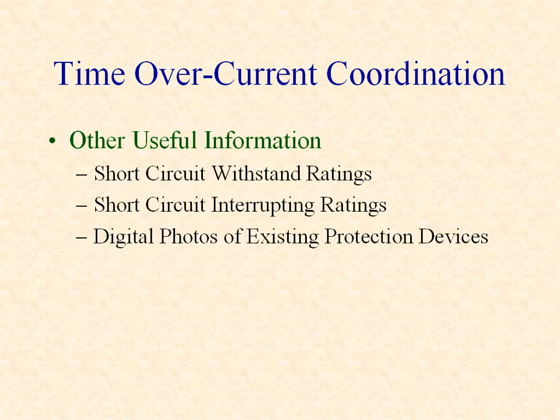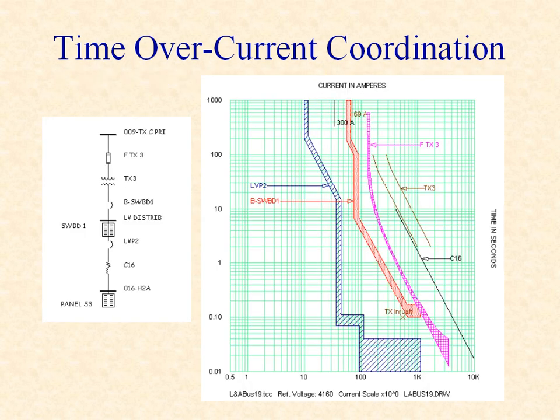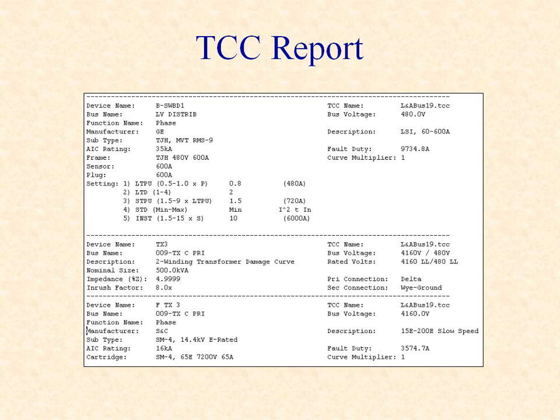Additionally, short-circuit withstand ratings, short-circuit interrupting ratings, and digital photos of existing protective devices are useful in performing overcurrent coordination studies. Overcurrent coordination studies typically consist of a one-line diagram that describes the relationship of the electrical components being studied, a time versus current plot that includes equipment damage curves and the operating characteristics of the protective devices, and a detailed setting table or report.